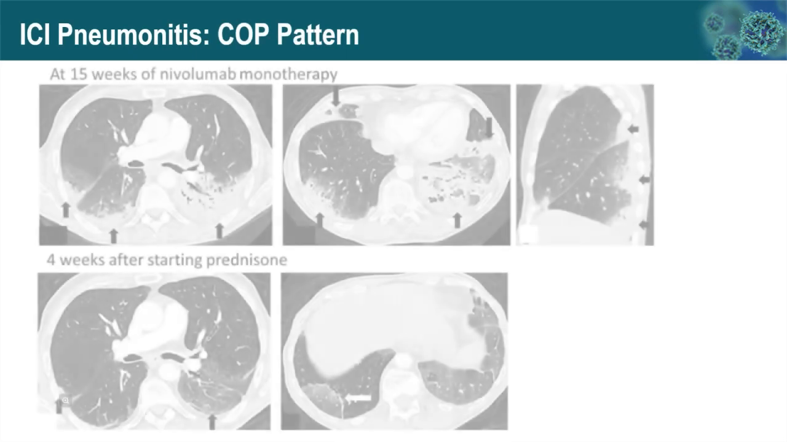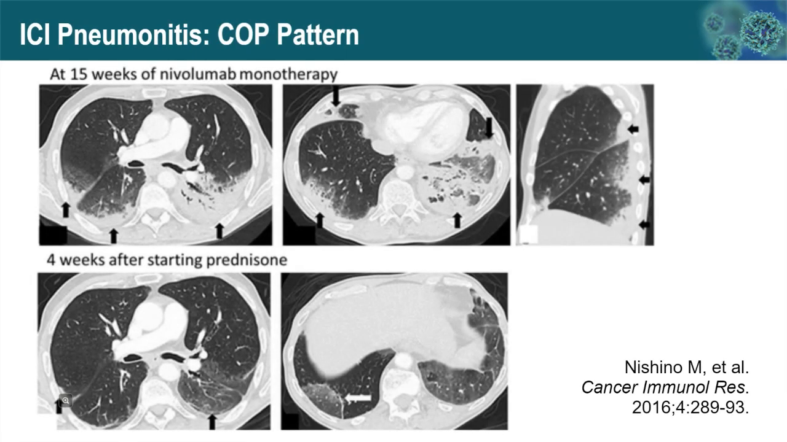As we accumulate our experiences in ICI-related pneumonitis in trials and in the clinical setting, we noted that the most common radiographic pattern is what we call a COP pattern. And this is a patient with lung cancer treated with nivolumab. At 15 weeks of therapy, the patient had cough and shortness of breath, but no fever. CT scan showed bilateral, multifocal, consolidative opacities in peripheral and somewhat basilar distribution. And this is the hallmark of this COP pattern.